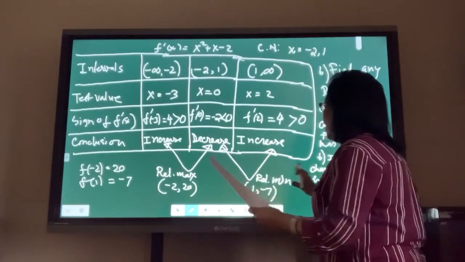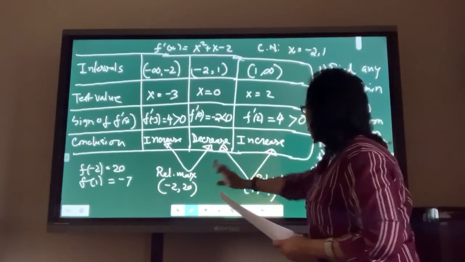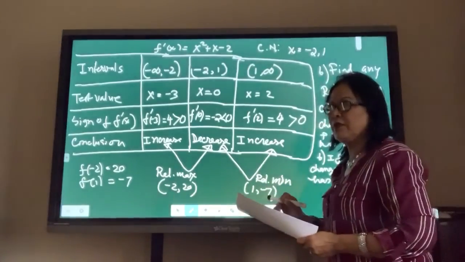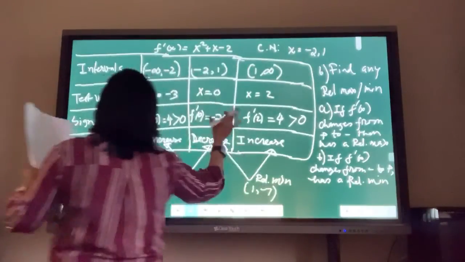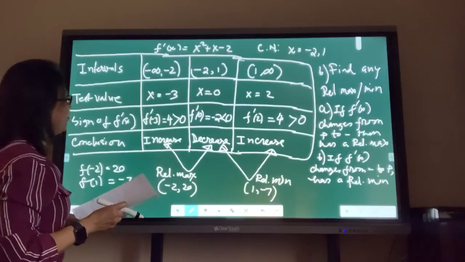If you graph it, then you will see there is a maximum at this point and there is a minimum at this point. And that's the major part of the application of derivatives from chapter 4.